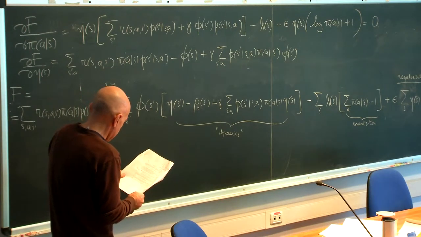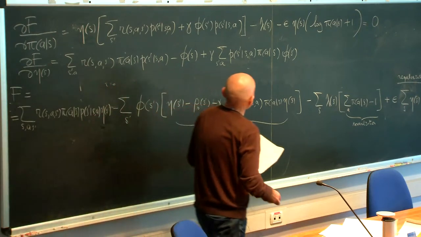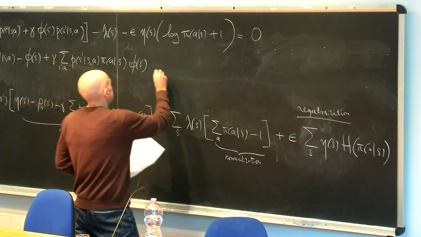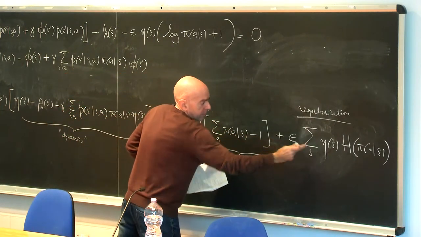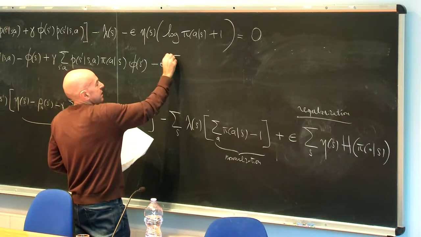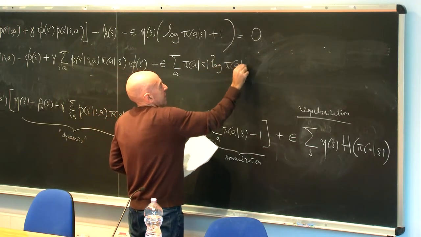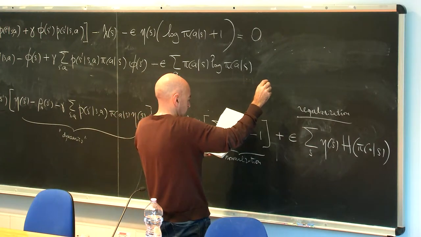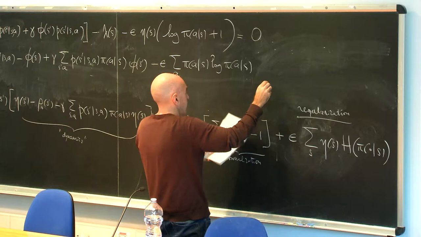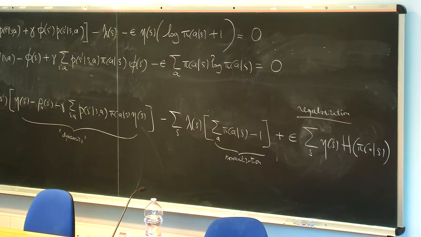Double check. Yes. And then finally, the last term is plus epsilon times the entropy of the distribution in A, which explicitly becomes minus epsilon, the sum over all actions of pi A S log pi A S. And this again must be zero. So these are the stationary points. And now we want to solve these two equations.